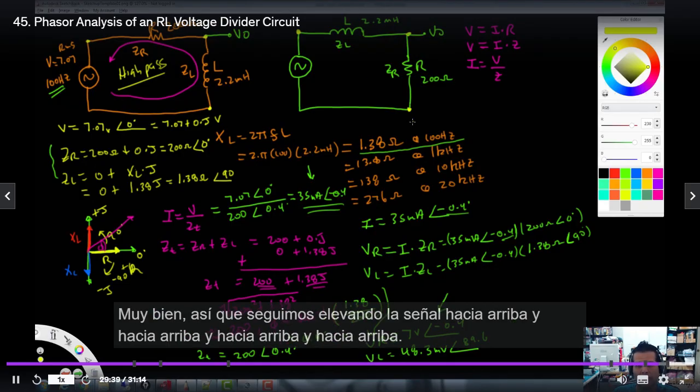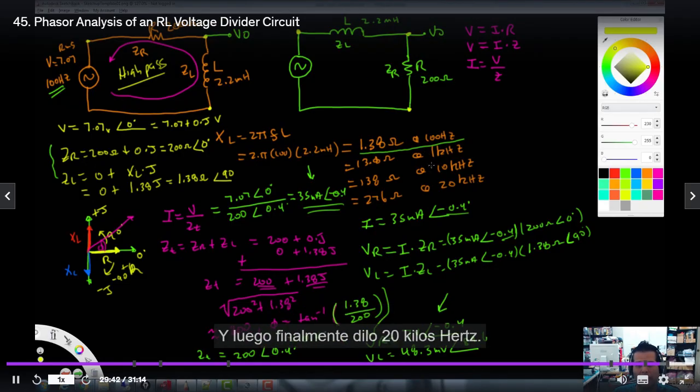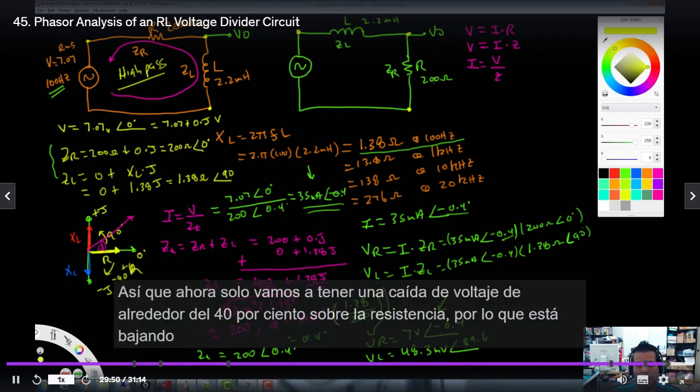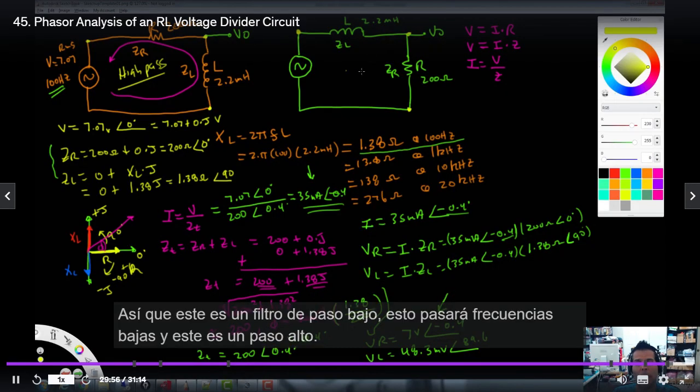We keep raising the frequency up and up, and then finally, say at 20 kilohertz, the impedance of the inductor is 276. It's a little bit more than the resistor, so now we're only going to get about 40% voltage drop over the resistor. So it's lowering, lowering, lowering. So this is a low-pass filter. This will pass low frequencies, and the other is a high-pass, okay?